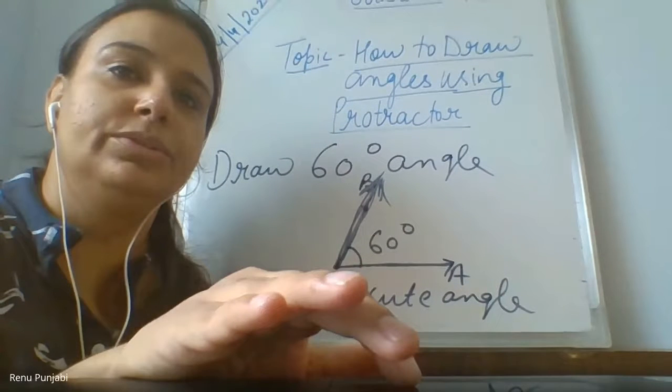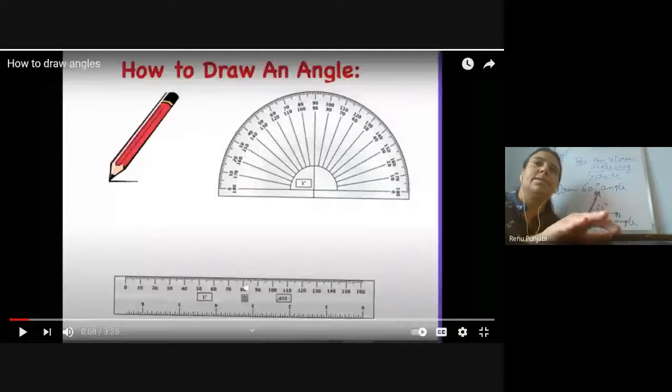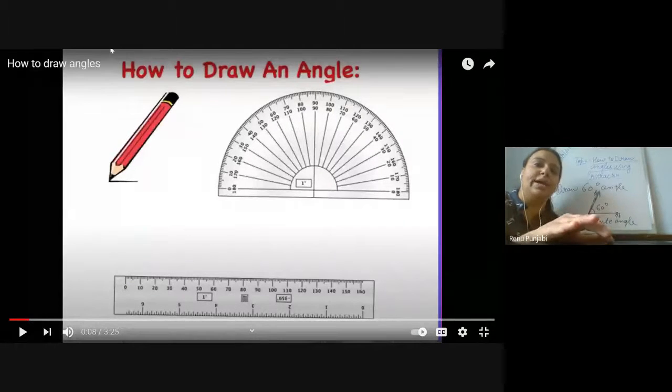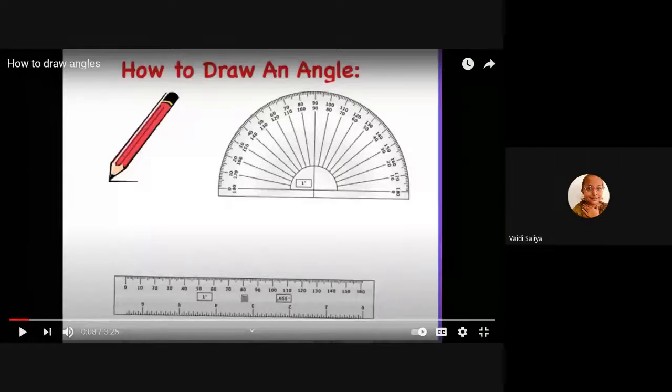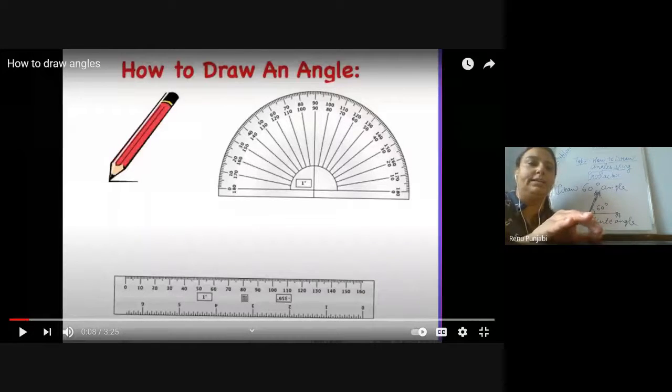Is my screen visible to you all? I'm going to mute myself. I will not explain. You need to listen to it properly. Mute yourself first. Please tell me whether you're able to see or not. Just check whether it is visible now.